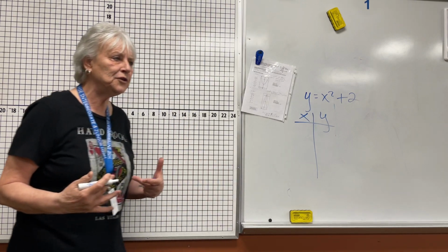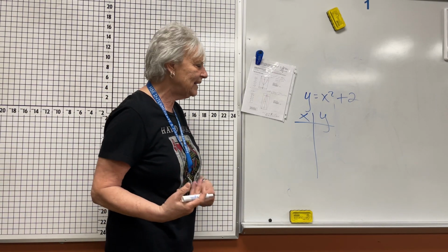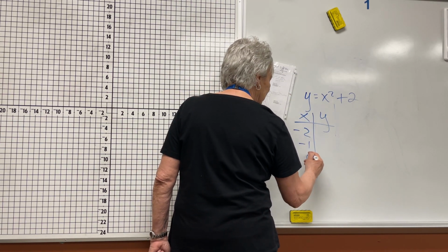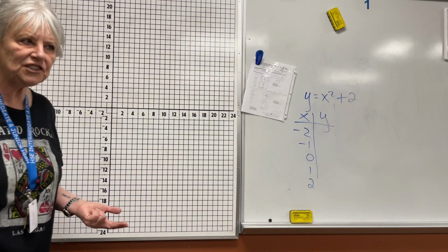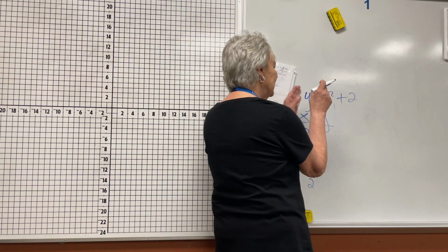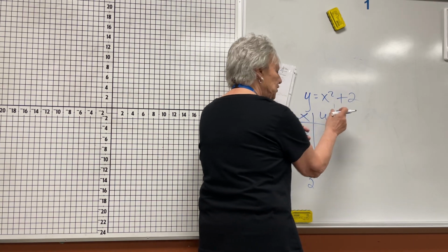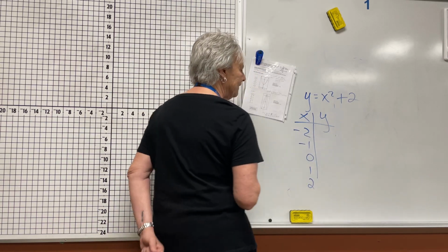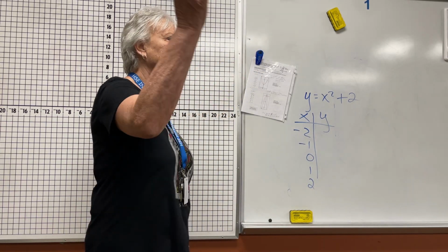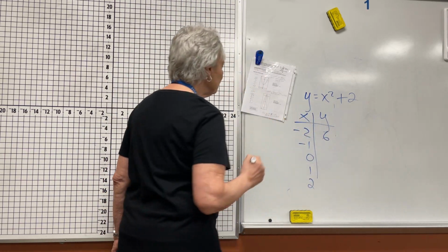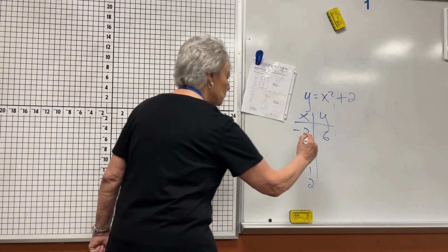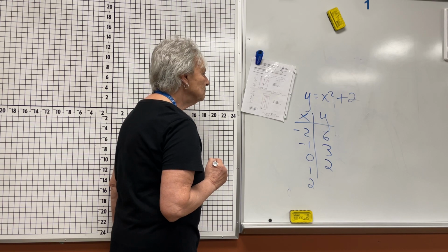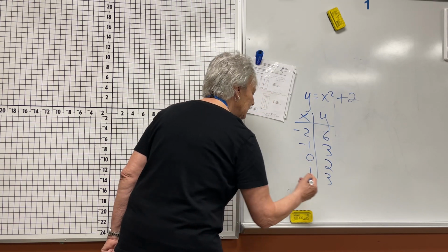Now, until you learn how to graph it the short way, I'm going to have you pick 5 points. -2, -1, 0, 1, 2. That's just a good place to start. And we're going to plug in -2, -1, 0, 1, 2, and get our y value. So can anybody tell me what y is going to be here? Anybody? 6. -1, 3, 0, 2, 1, and 2, 6.